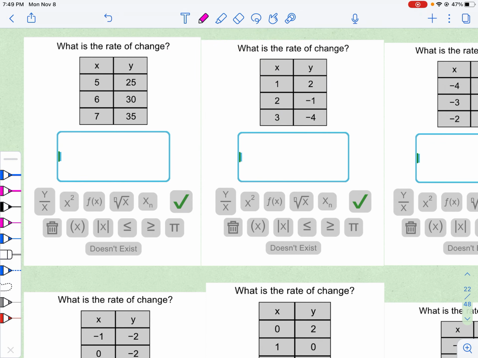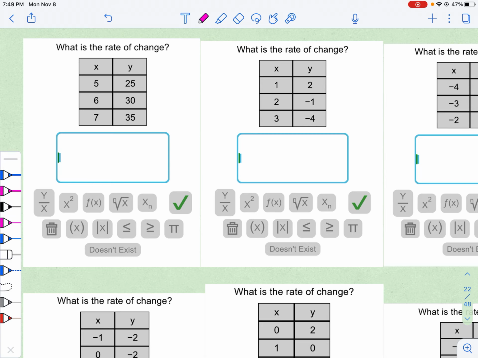So here we go. On the right-hand side, what I think I'm seeing is 25 to 30. 25 plus 5 equals 30. On the left side, 5 plus 1 equals 6. So I'm going to go ahead and write plus 5 over plus 1. It's the change in y over the change in x. And 5 over 1 equals 5.